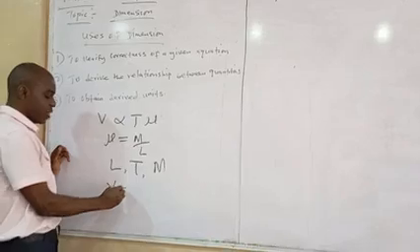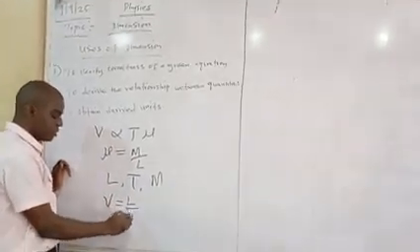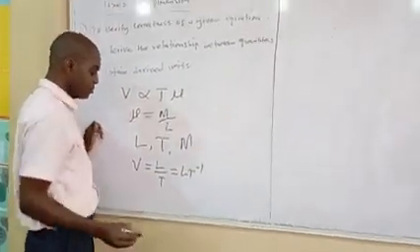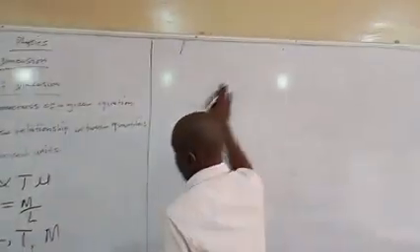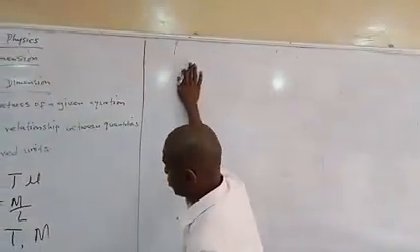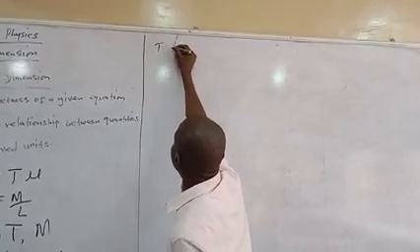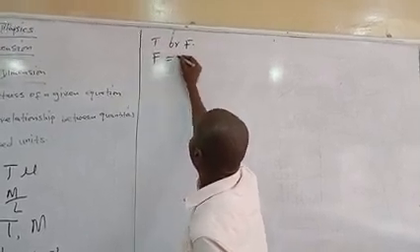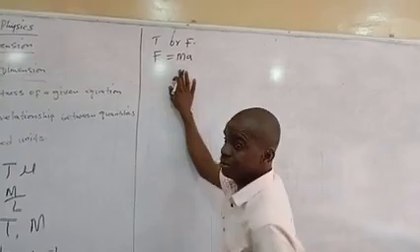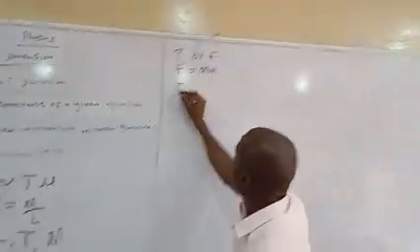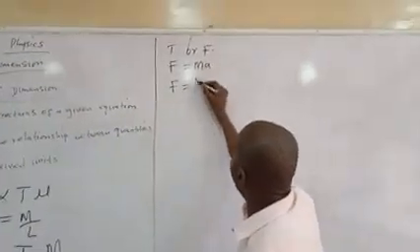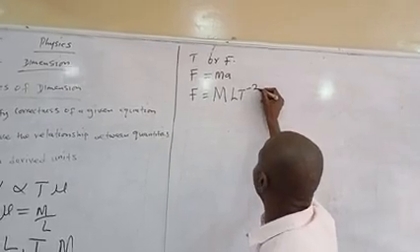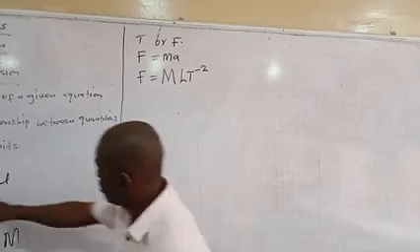What is the formula for velocity? Velocity V is given by what? Displacement over what? Time. It means the dimension for velocity is LT^-1. What is the dimension for force? Because tension, T, is the same as what? Force. Force is defined mathematically as mass times acceleration. So the dimension for force becomes: mass is M, acceleration is LT^-2. So we bring it down to this place.